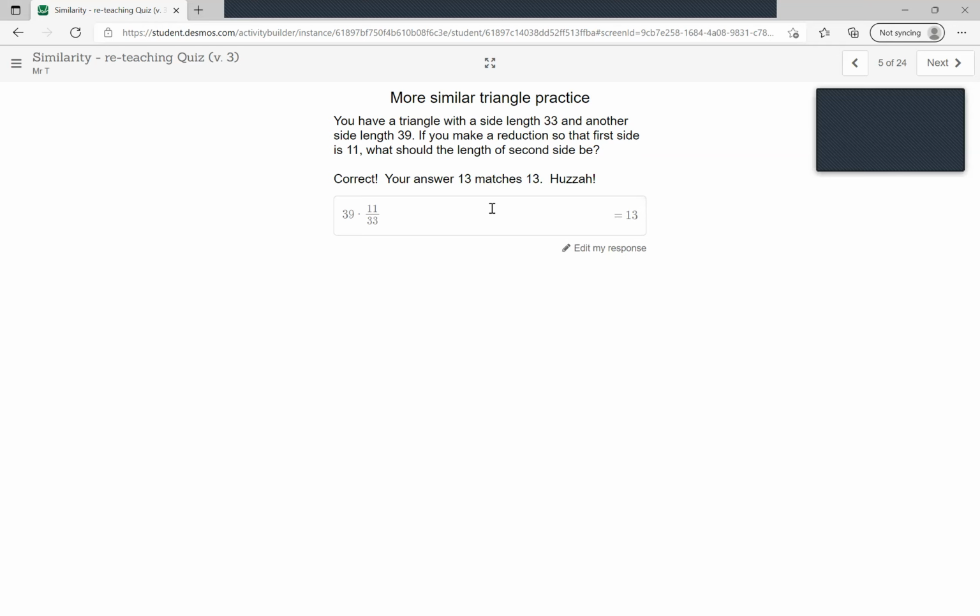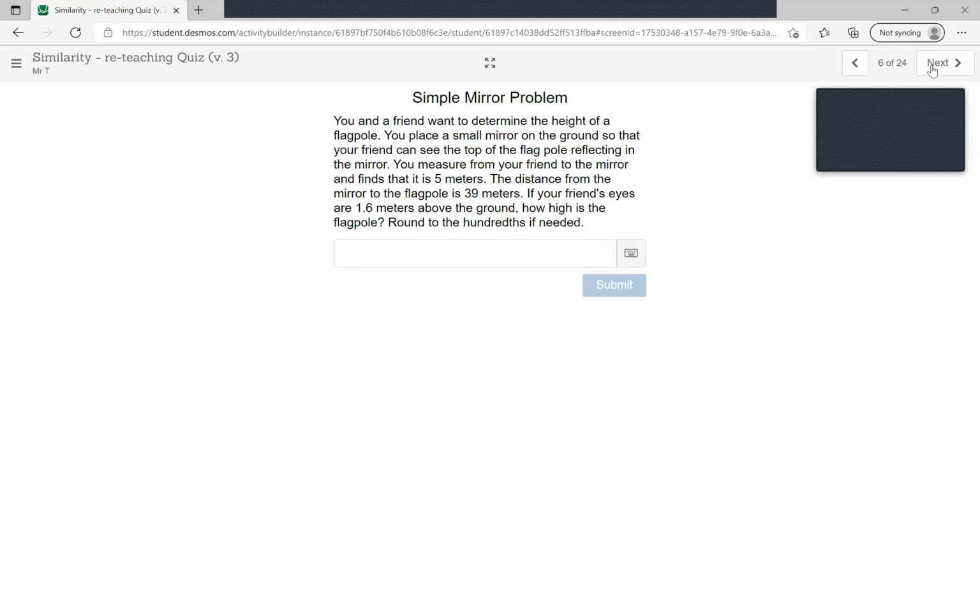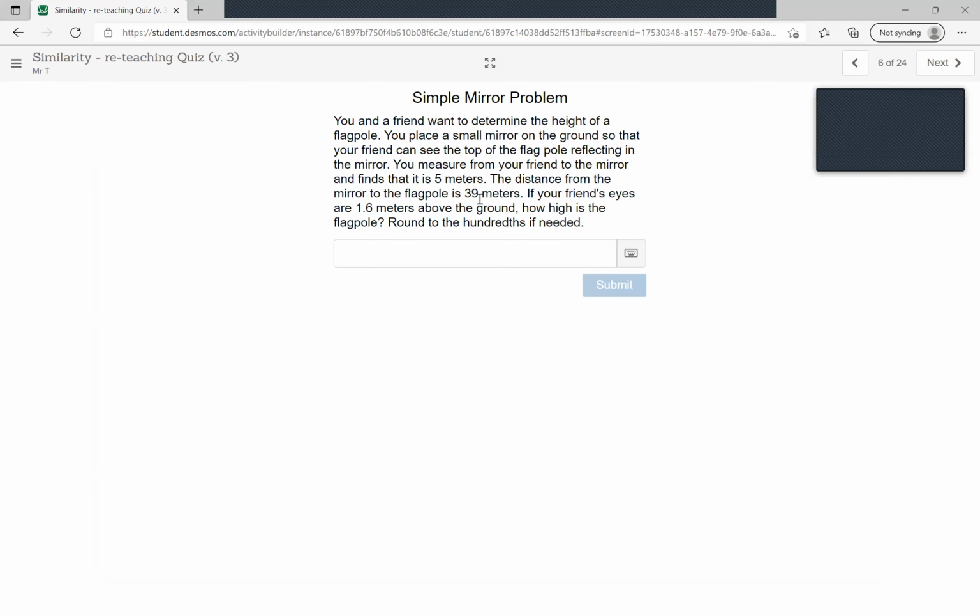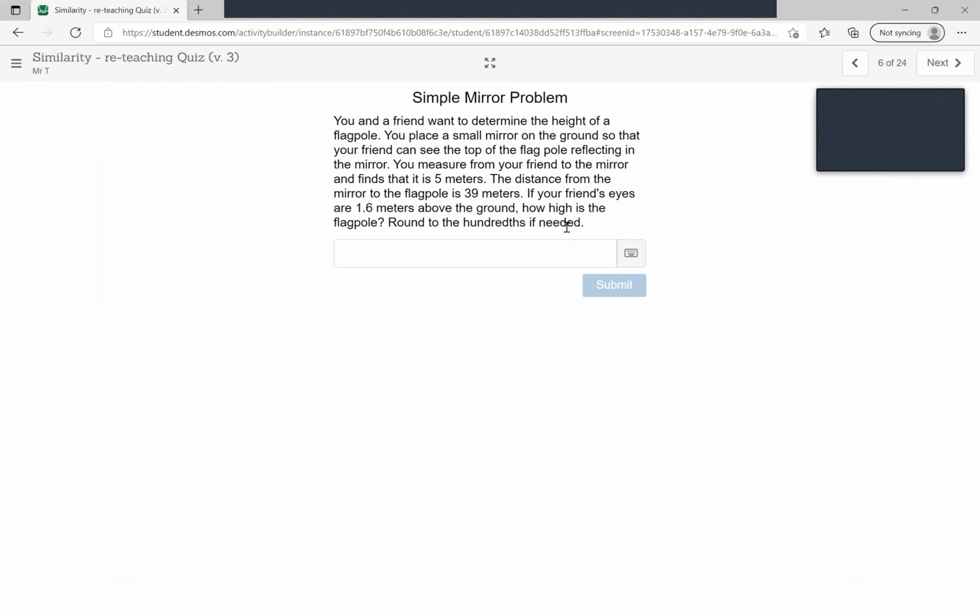All right, next one, mirror problem. Okay, mirror problem is going to look something like this. I got a mirror. I got two people standing apart from each other. Mirror's in the middle here. And let's see. You are 5 meters from the mirror. Your eyes are 1.6 above the ground, or your friend's eyes are. And once again, if you're doing this on your own, you're going to have slightly different numbers than I. And the distance from the mirror to the flagpole is 39.